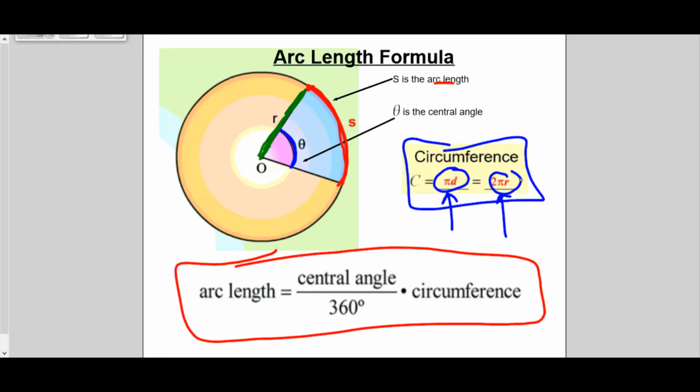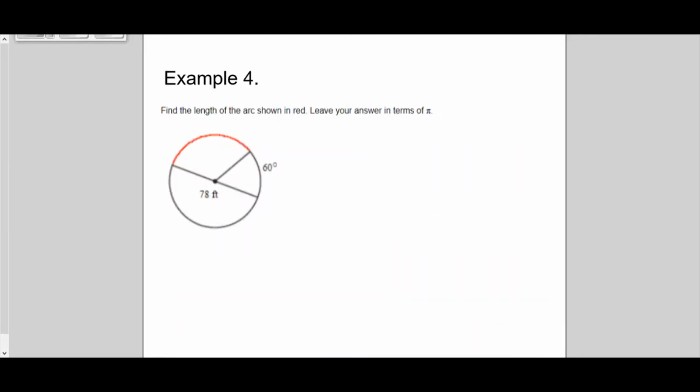So let's just go ahead and look at an example. So make sure you have this formula copied. So example 4, find the length of the arc shown in red. Leave your answer in terms of pi. So we want to find this arc length right here. So let's look at what we know. We know this arc length is 60 degrees. That means the central angle is 60 degrees.